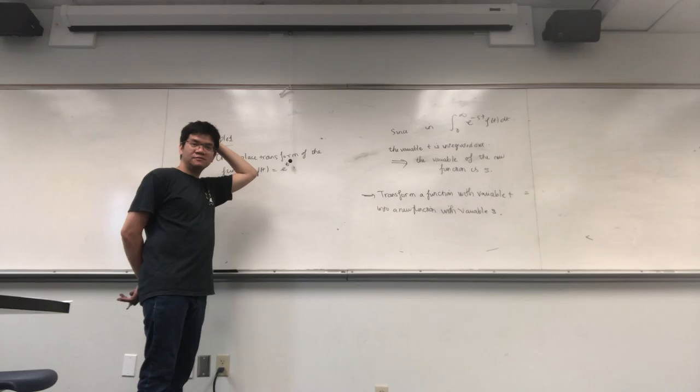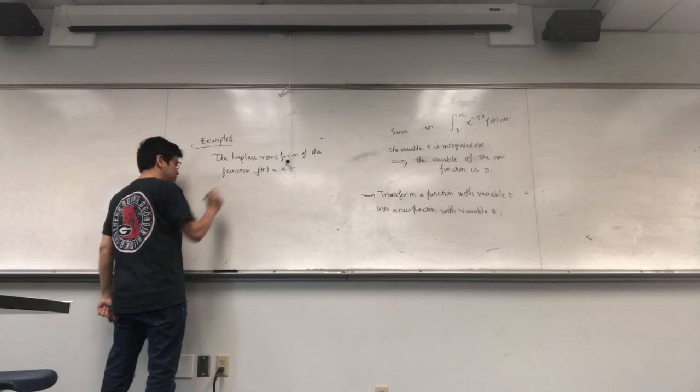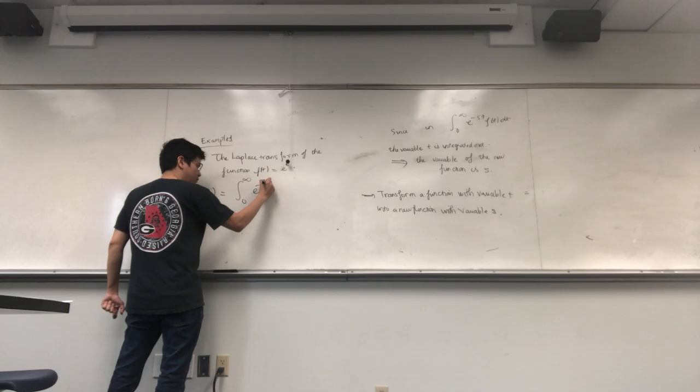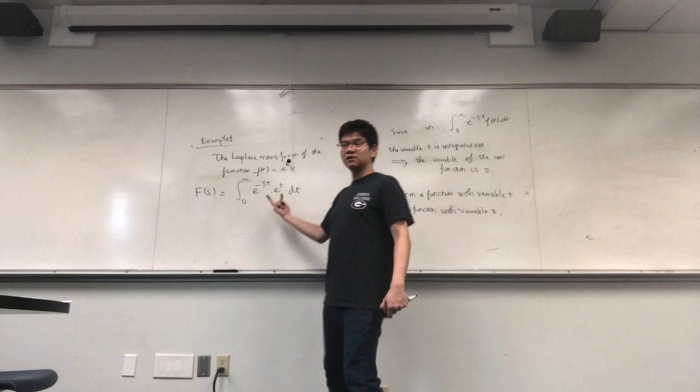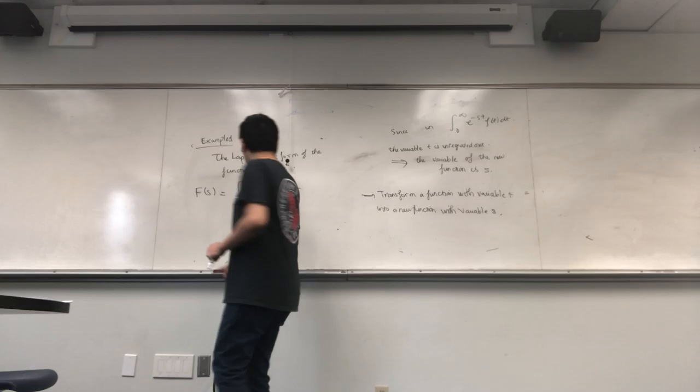Right? So the Laplace transform will be the integral from 0 to infinity of e to the power minus st times e to the t dt. So the Laplace transform of e to the t will be the integral of the product of e to the power minus st and e to the t. And now I have to compute this integral.